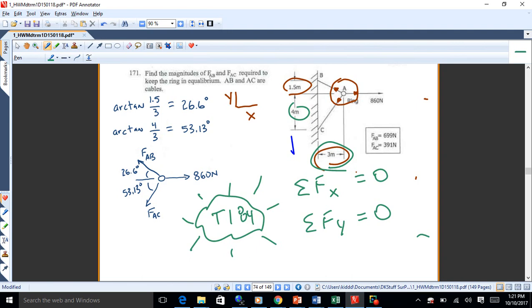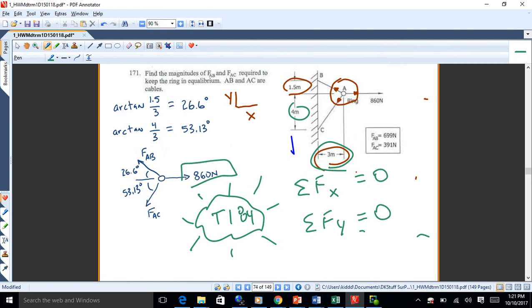So I went ahead and worked mine out. Now, when I work it out by hand, which you'd have to do on a test, I'm going to try to get this the easiest way I can. I'm going to have 2 equations, 2 unknowns. I'm going to start with sum of Fy equals 0. The reason is all I have in that is FAB and FAC. I don't have anything else in there. That 860 Newton force goes only in the x direction. It does not have a y component.